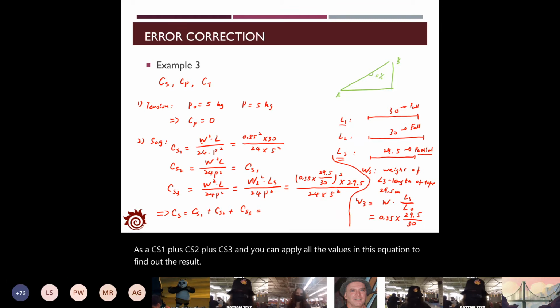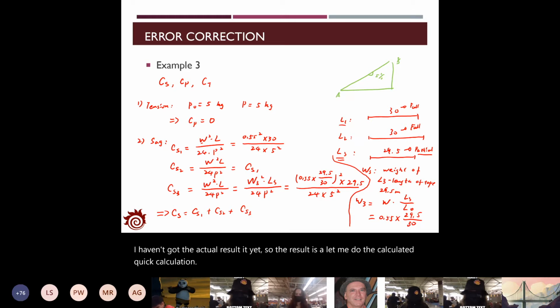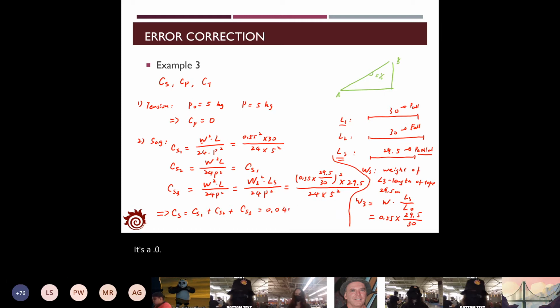So the result is, I haven't got the actual result yet. So the result is, let me do the quick calculation. It's 0.04499 meters. So that's the correction for the sag.